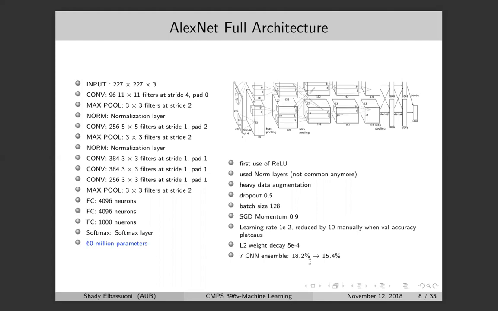They used weight decay, and they used something called an ensemble of 7. So in addition to just using one neural network, they used an ensemble of 7 convolutional neural networks. 7 different AlexNets, each trained with their own parameters, and then they combined the answers of these 7 neural networks, and that reduced the error from 18.2 to around 15.4. That's a very common technique.